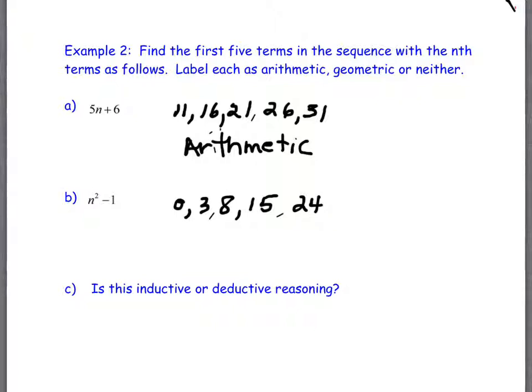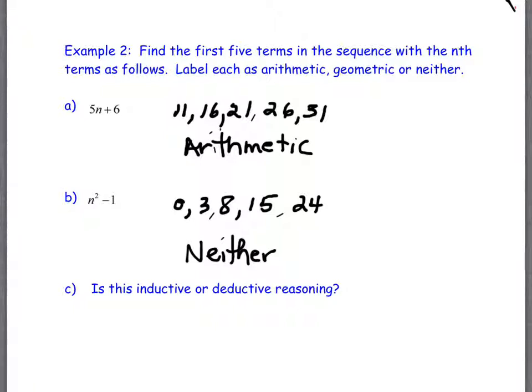Is this arithmetic, geometric, or neither? Is it? This one's neither. Let's make the decision first based on the sequence that we created: 0, 3, 5, 8, 15, 24. It's not arithmetic because you're not adding the same value every time, right? It's not geometric either because you're not multiplying by anything.